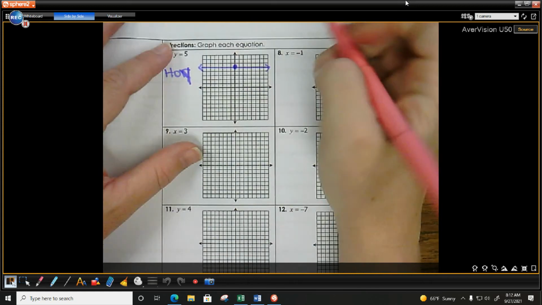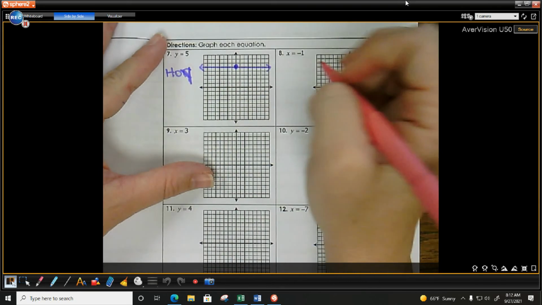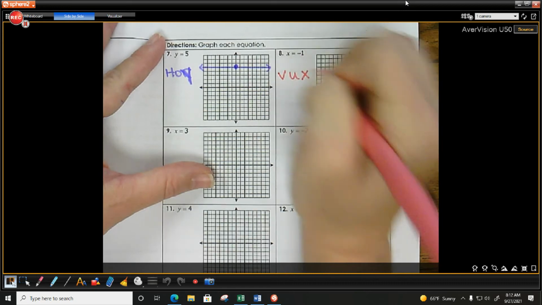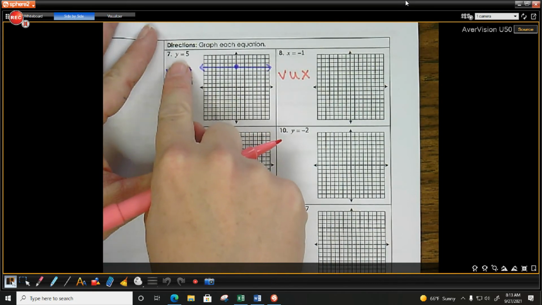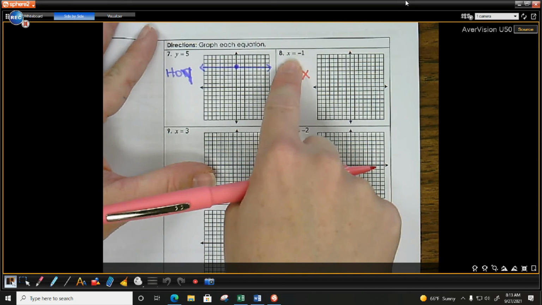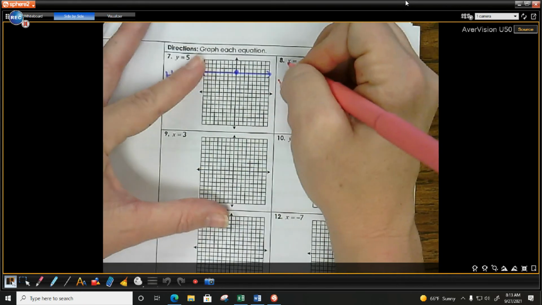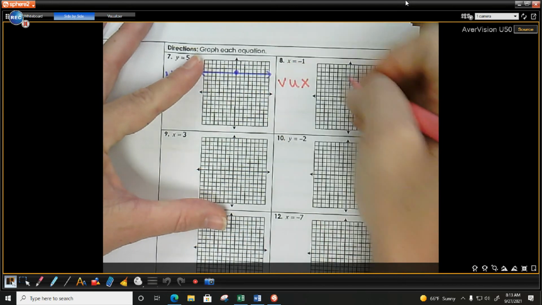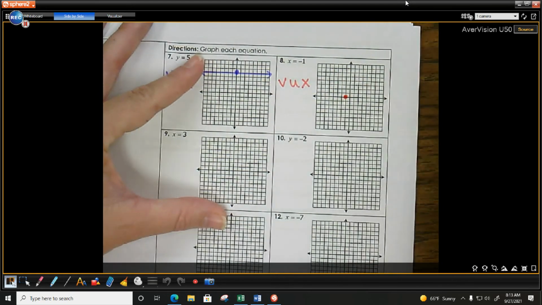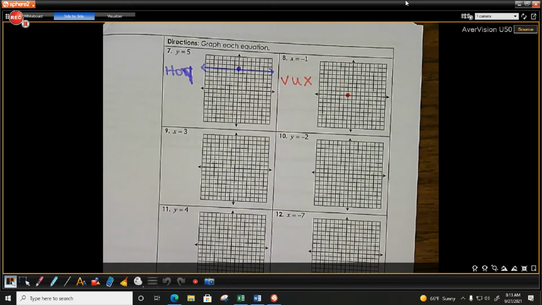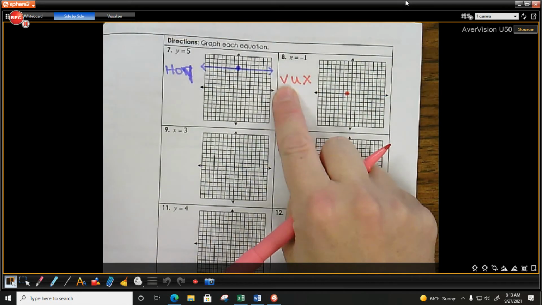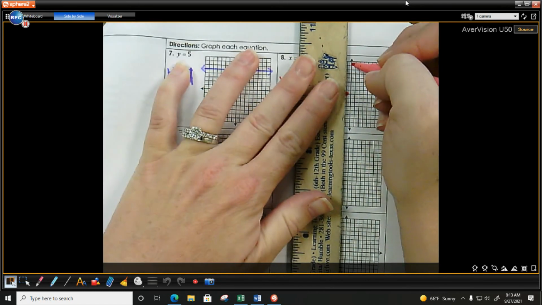Next one. Is this a hoy or a vux? And guys, how do we know we have a special case? This equation only has one variable. So if you ever have an equation that only has one variable, it's either a hoy or a vux. That's how you know you have a special case. So I'm going to go to the x-axis and put a dot at -1. Am I going to do a vertical or horizontal line through that point? Vertical because it's a vux, meaning it's a vertical line.